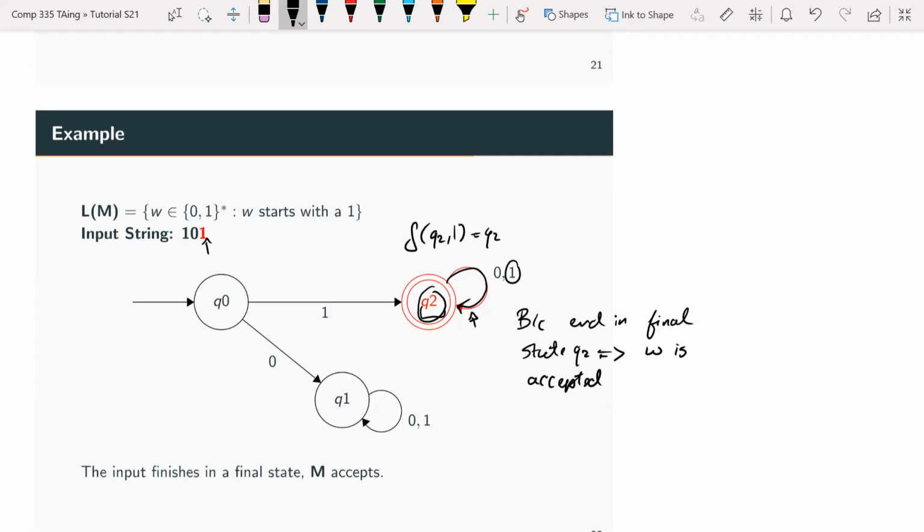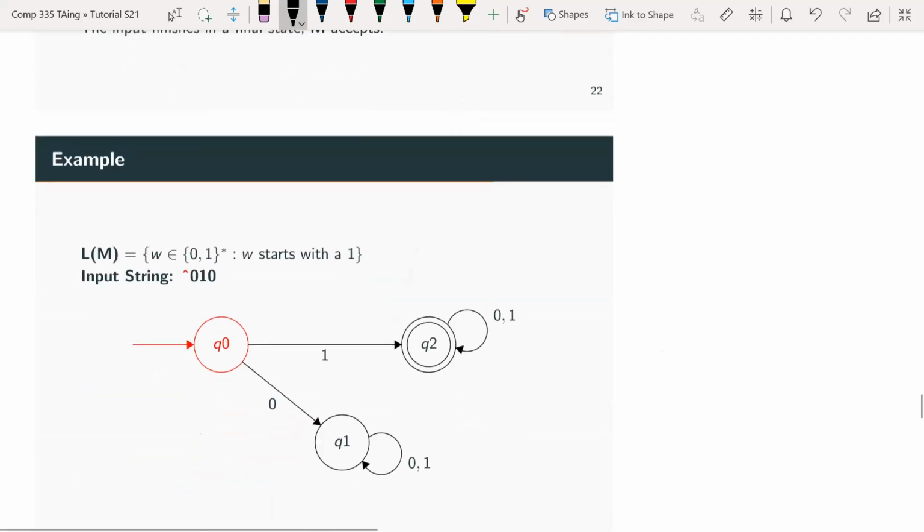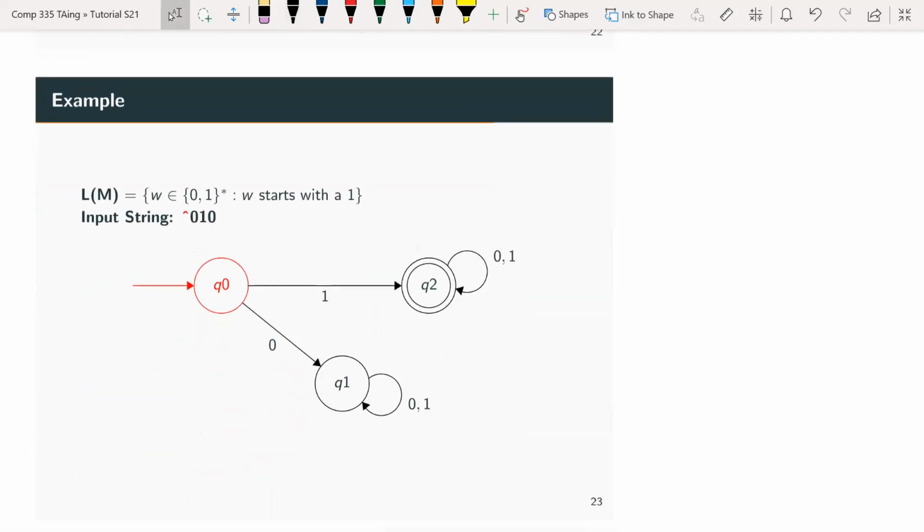So what about a DFA rejecting a string? Same idea, but now instead of having a string that starts with 1, I have a string that starts with 0. In theory, this string should be rejected, because my claim again is that L of M is the set of all strings that start with 1 and that are over the alphabet 0, 1. So let's see if that's true.